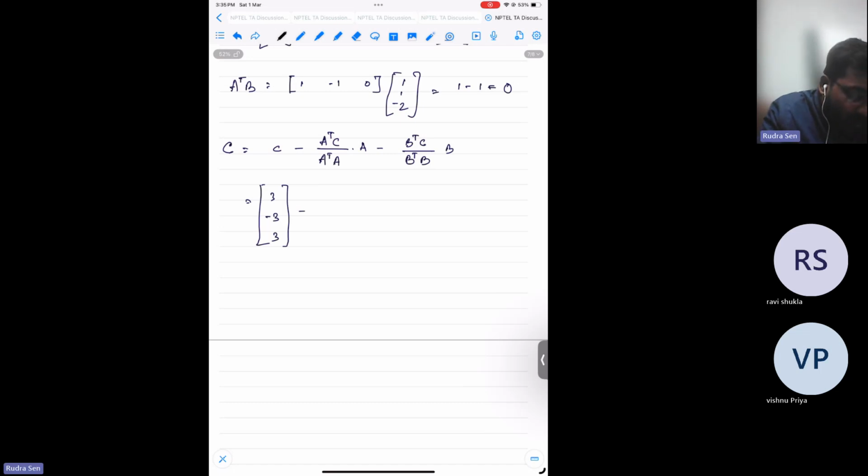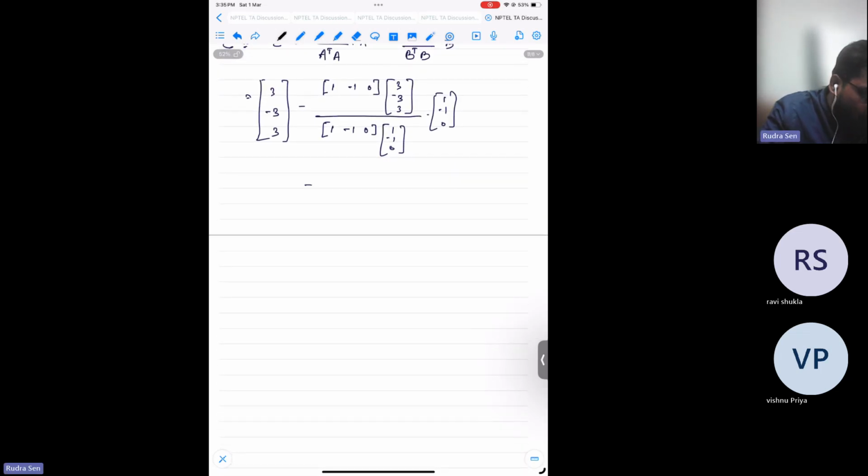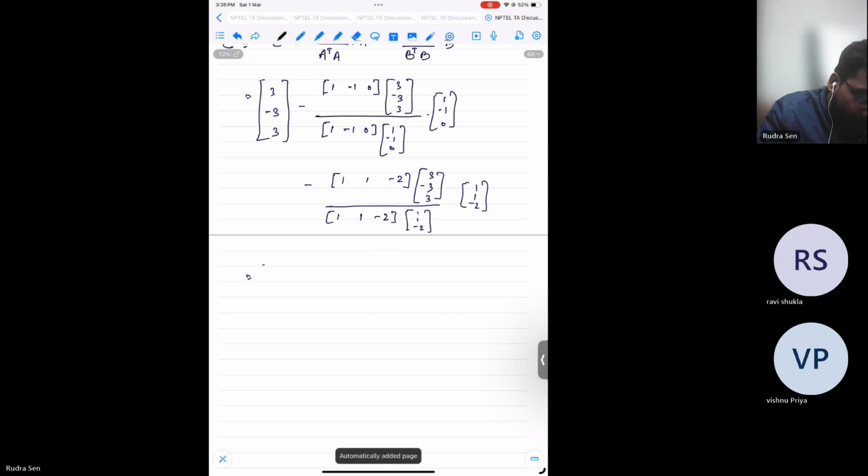Now minus A transpose, which is 1, minus 1, 0, with the 3, minus 3, 3, divided by 1, minus 1, 0 with 1, minus 1, 0, and here 1, minus 1, 0. And now I have to subtract the V vector as well. So what is the V vector? Capital V, not small v. It's 1, 1, minus 2. Multiply with 3, minus 3, 3, divided by 1, 1, minus 2 with 1, 1, minus 2, and here 1, 1, minus 2. Okay. So here 3, minus 3, 3.